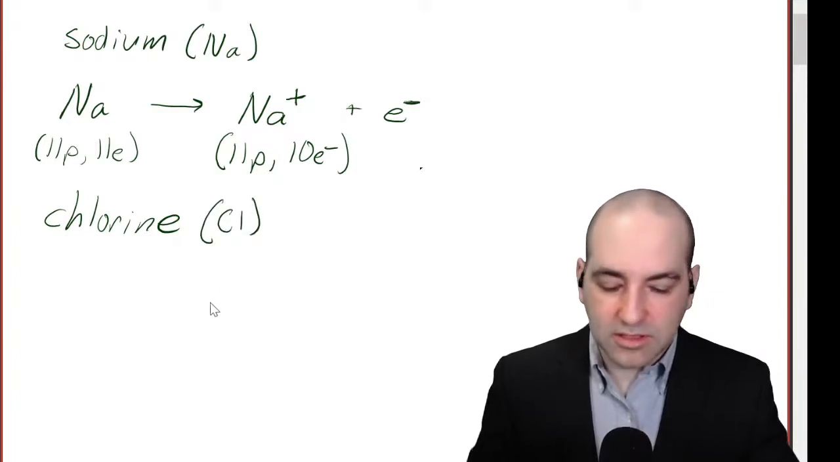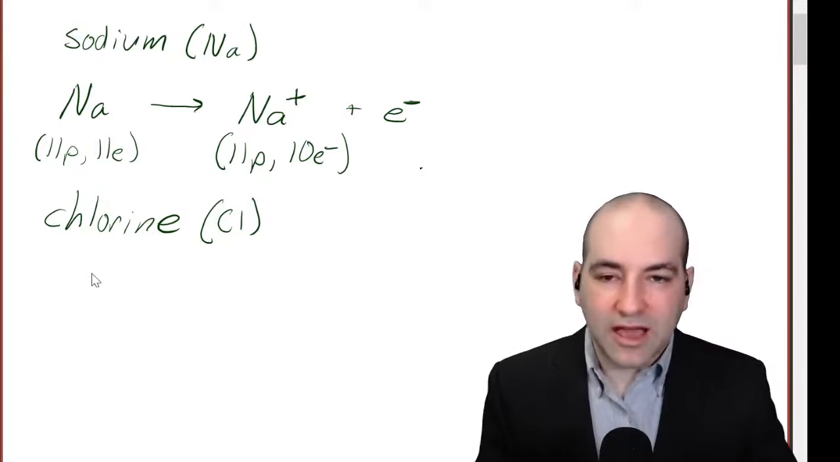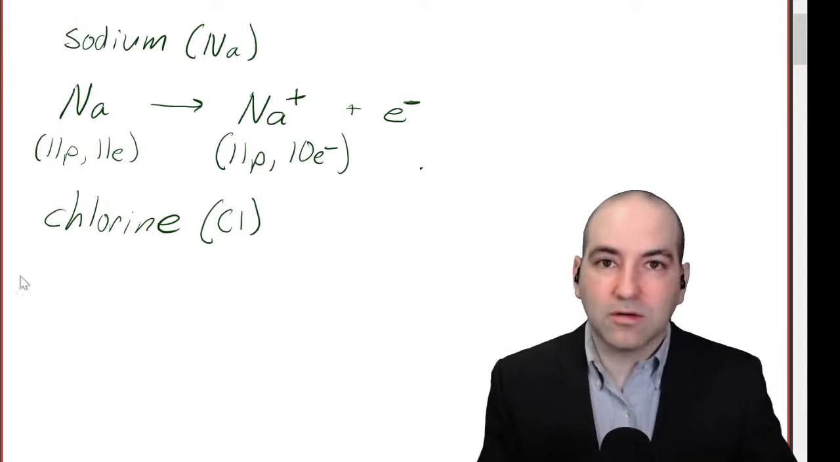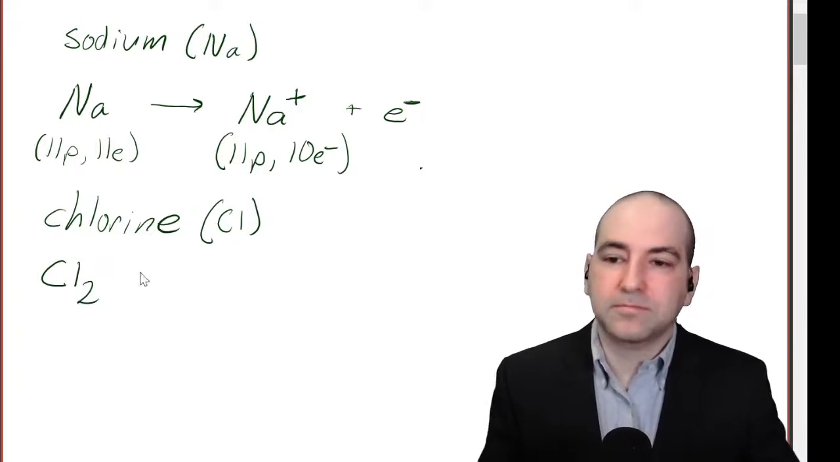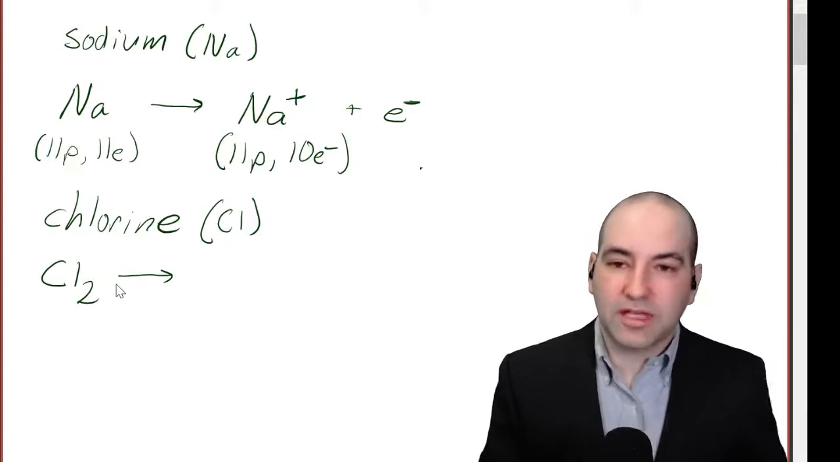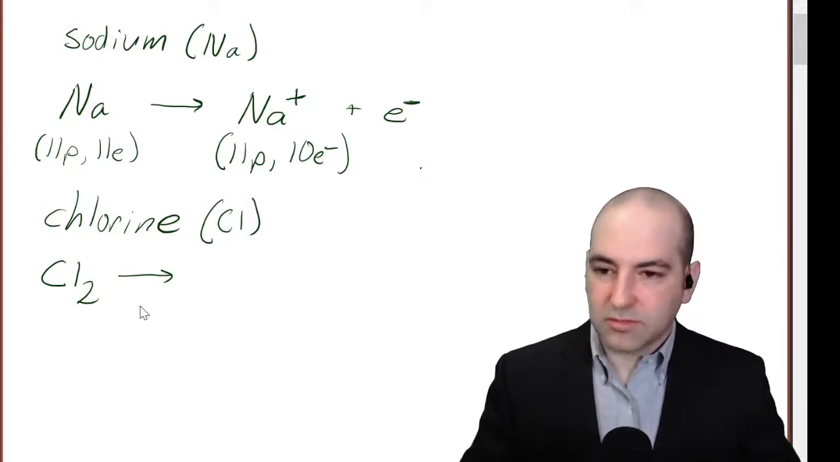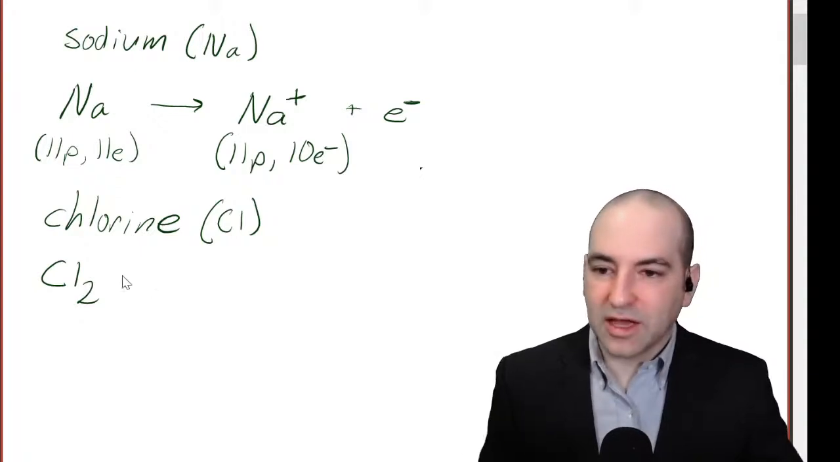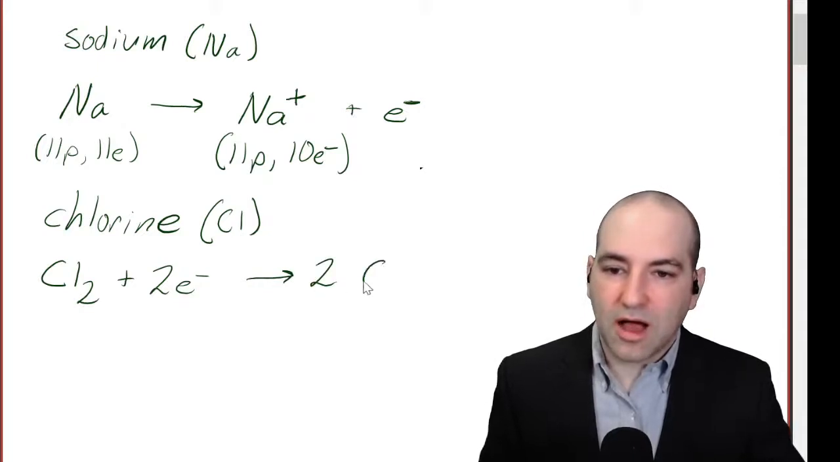Its chemical symbol is Cl. And chlorine in its atomic state actually exists as a molecule, as Cl2, so 2 chlorine atoms connected together. And it's a gas, and it's a poisonous gas. But when it gains electrons, it's actually going to have to gain 2 electrons to make 2 ions.